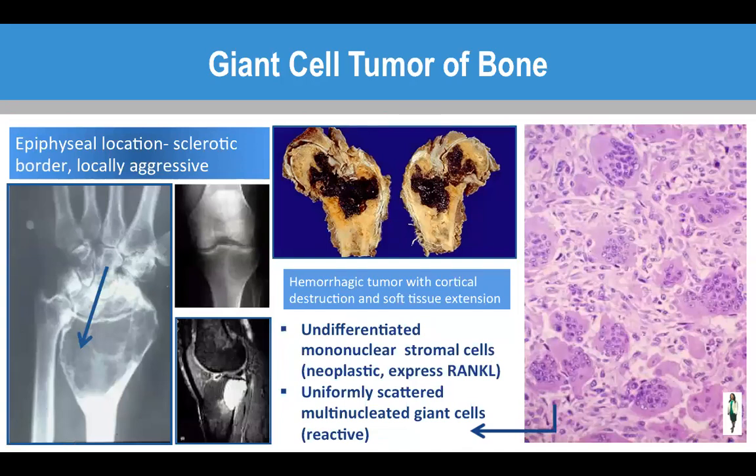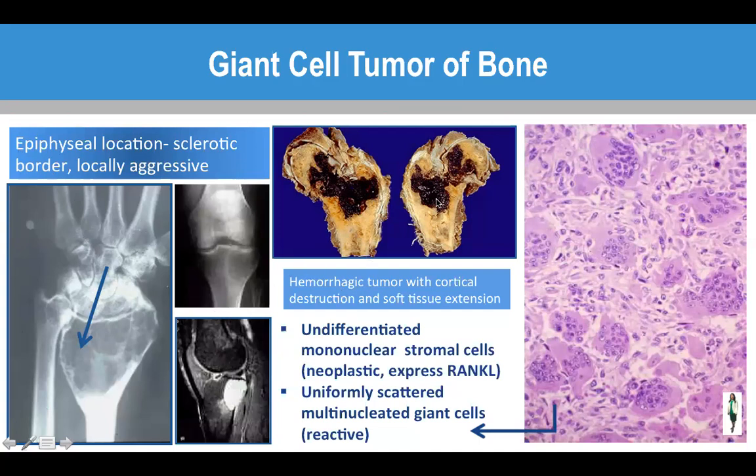So we talked about all those malignant tumors. Let's talk about giant cell tumor of bone. This is a locally aggressive tumor. Radiologically, it's very characteristic, as we talked about before. It's located in the epiphyseal location, can go to the metaphyseal area, and has this very sclerotic border, locally aggressive.